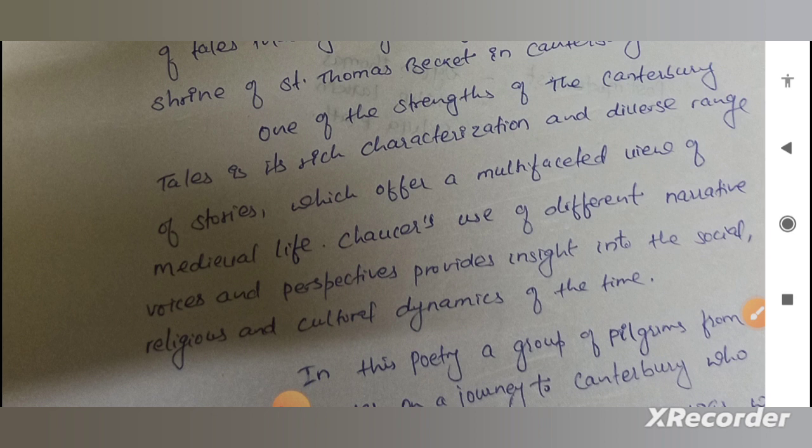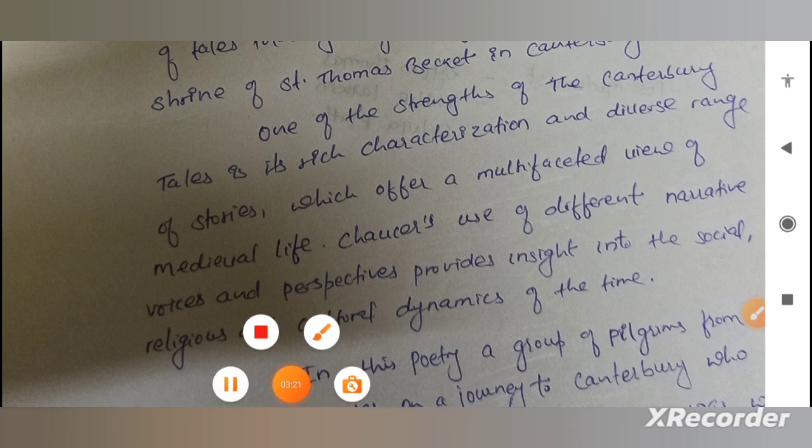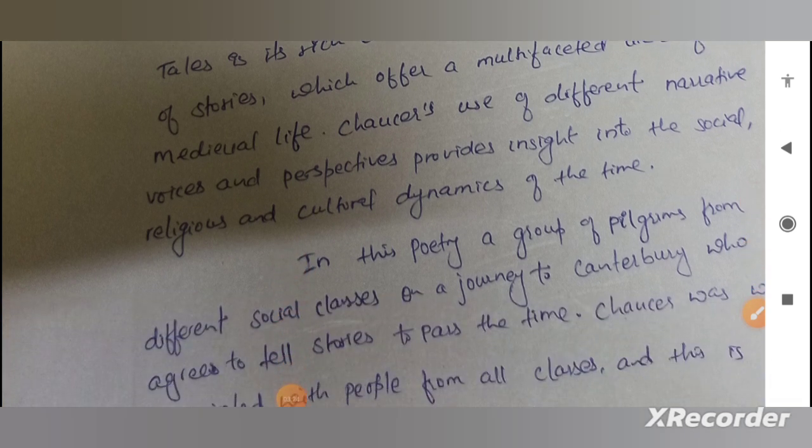In this poem, Chaucer has taken several people with different backgrounds, such as someone who is a knight, someone who is a rich merchant, and someone who is greedy. That means he has taken different characterizations of the people at that time, and from this story we can easily understand and it gives a snapshot of the medieval period and the people living at that time, their mental, societal, political thinking in different perspectives. It provides insights into the social, religious, and cultural dynamics of the time.